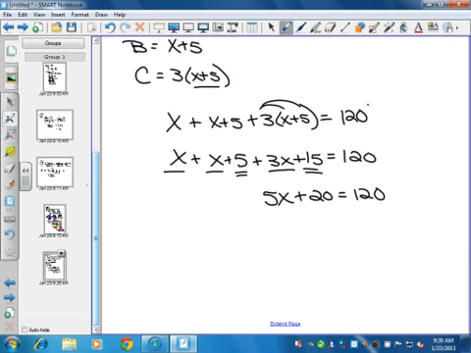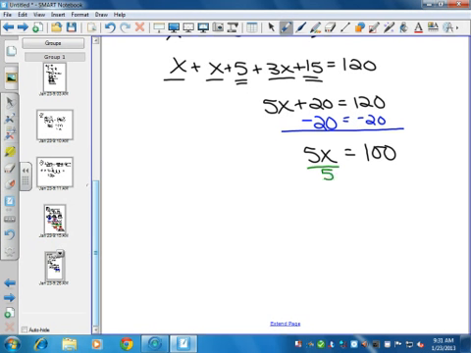Okay, so next we're going to separate the terms. So we have a 5x on this side, and we're going to subtract 20. So we get 5x equals 100. Then always divide out the coefficient. So divide out your 5. X is 20. We can't just stop there, because somebody was asking us about angle sizes.